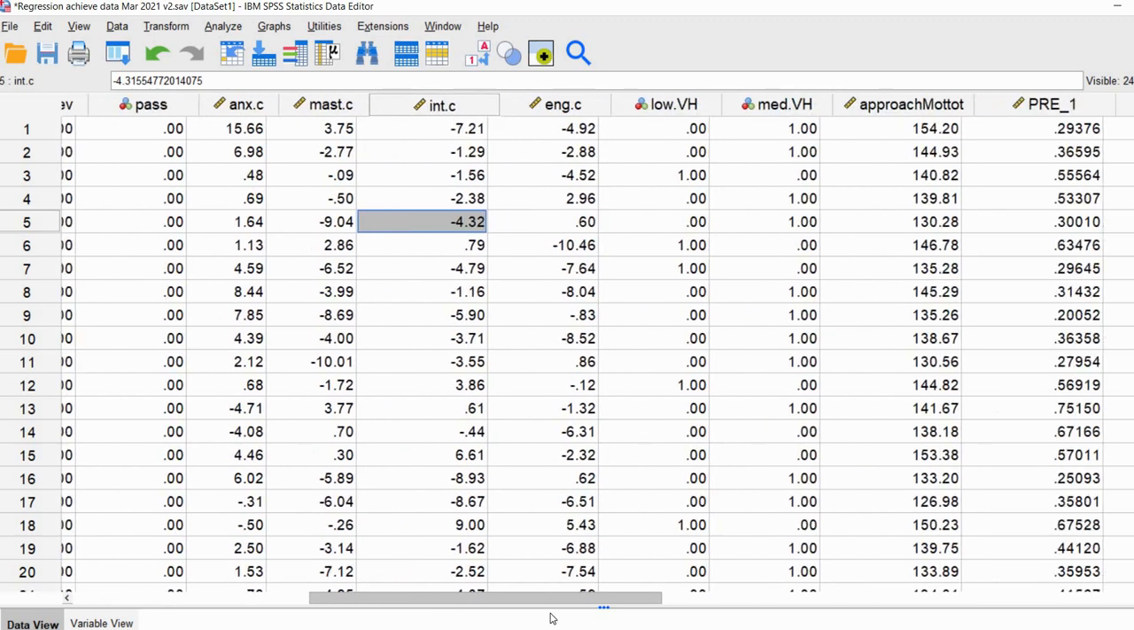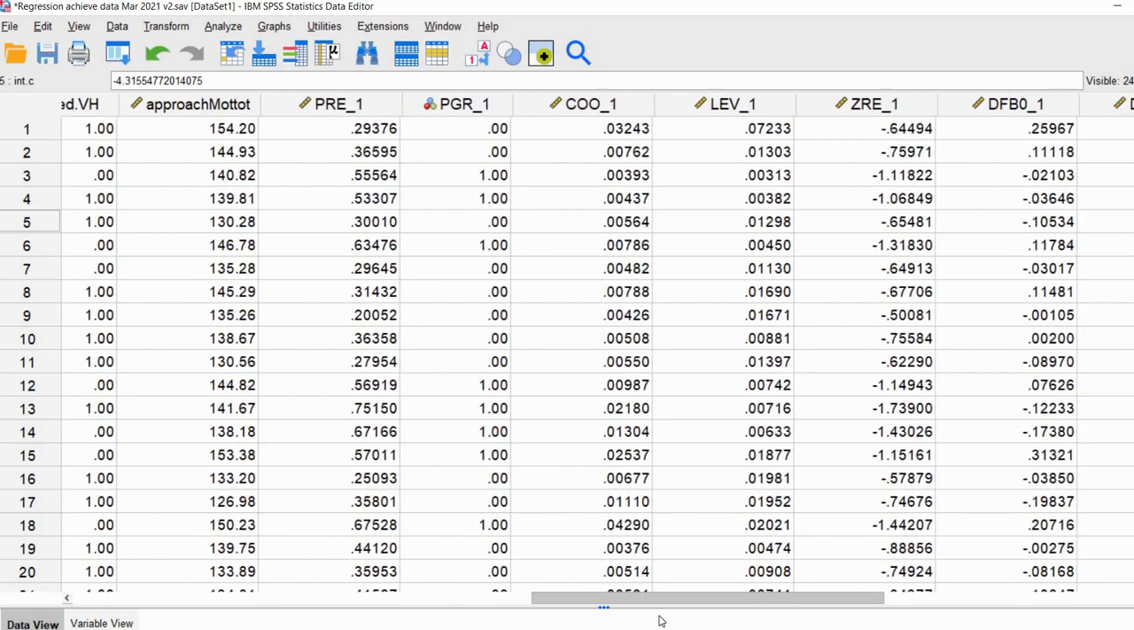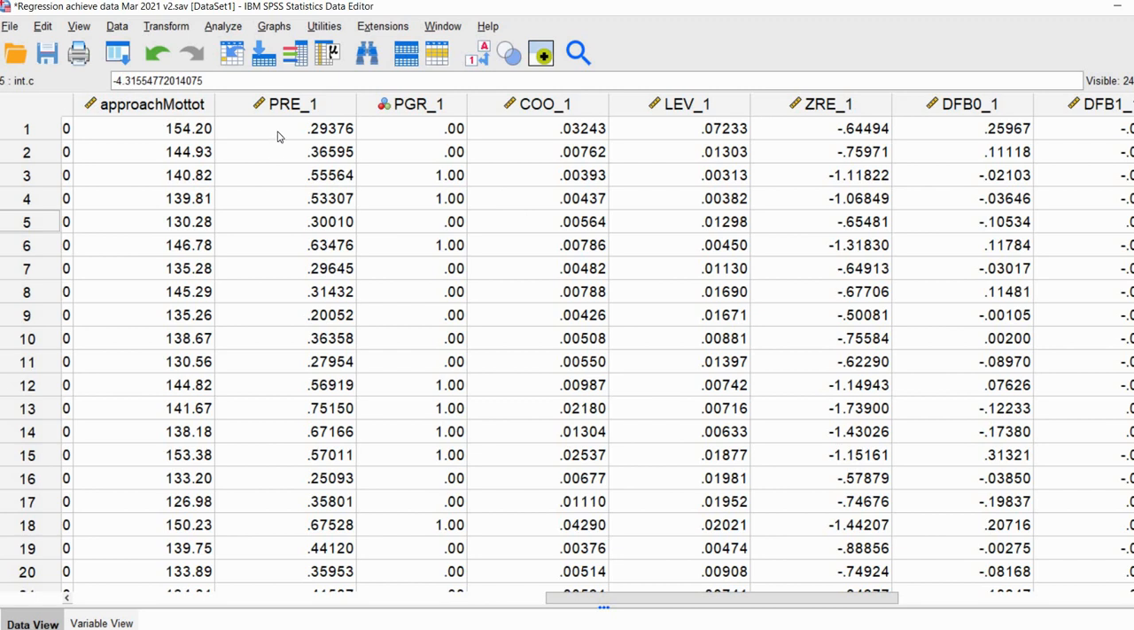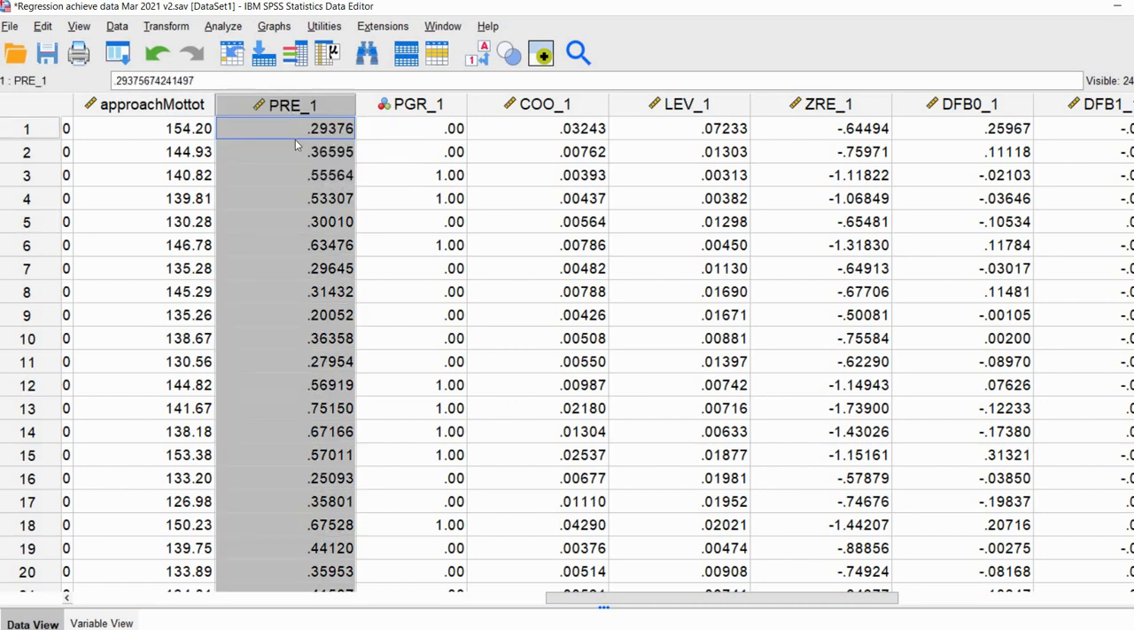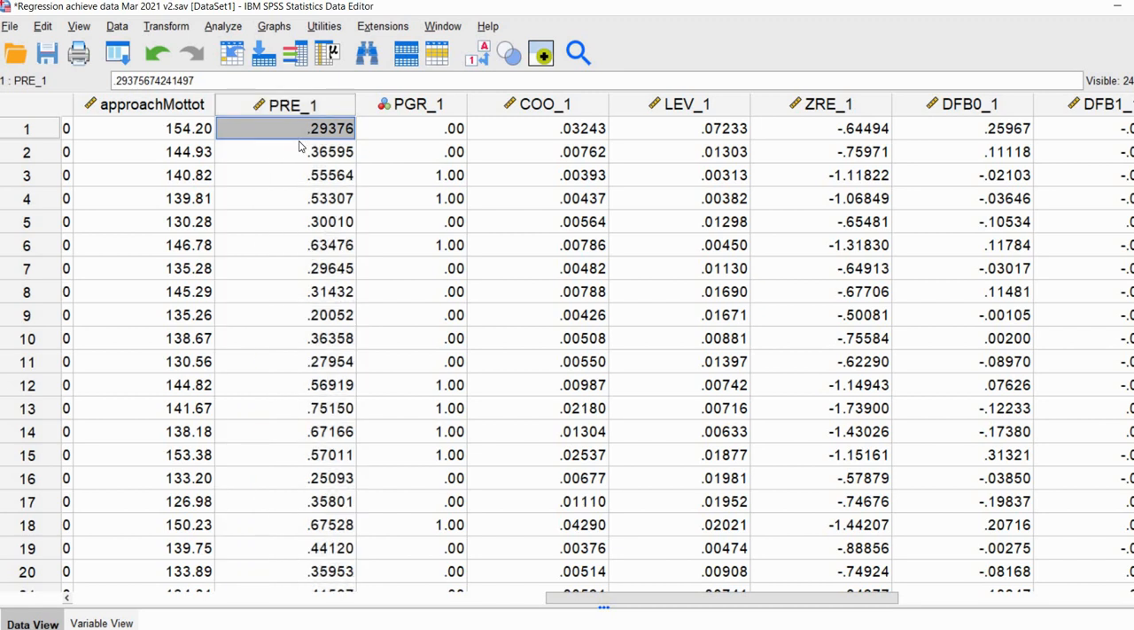Okay, so looking at our output, our spreadsheet, remember we had saved a number of values to it. This column right here, where it says PRE_1, contains the predicted probabilities of a student passing. Remember, that's our target outcome. The reference category is not passing the test. So you'll notice that for the first student in our data set, the predicted probability of passing was 0.29376.